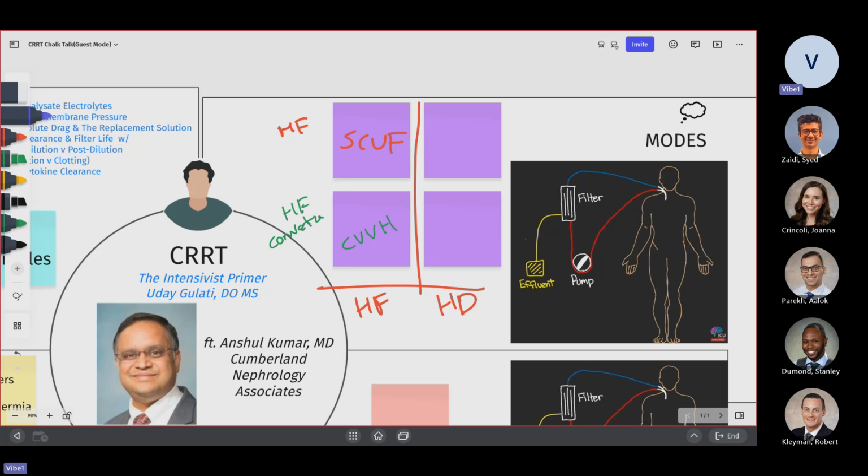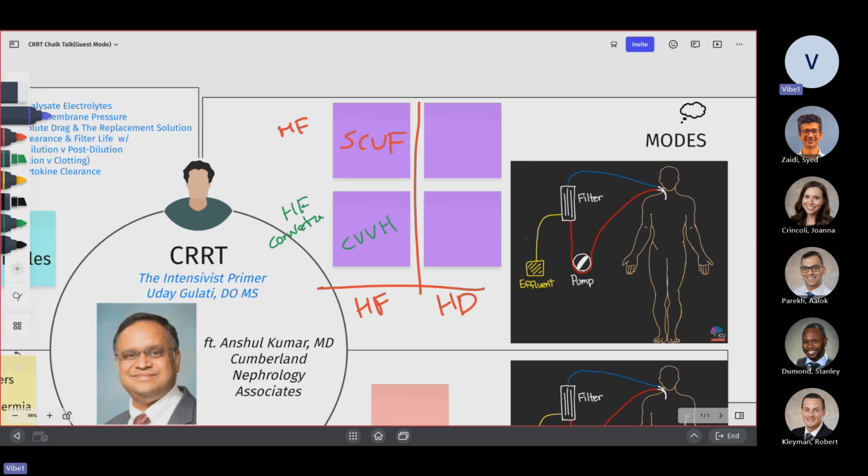Yeah, what I'm saying is that you get much better control of your ins and outs with CVVH, continuous veno-venous hemofiltration, because you're able to control how much fluid you give back, and you're able to run at higher rates compared to just doing SCUF.